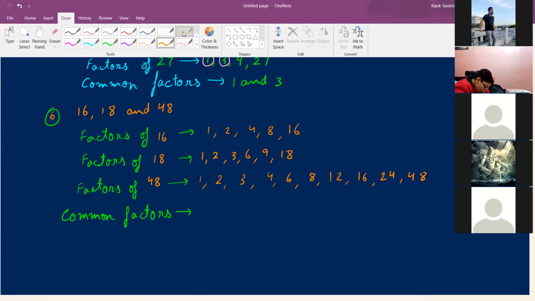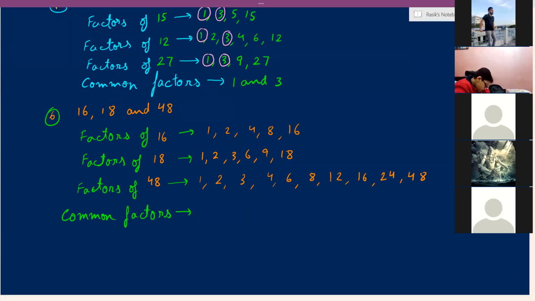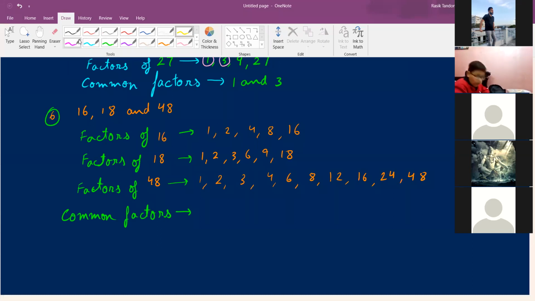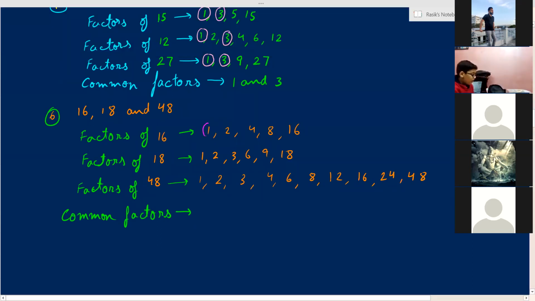Let's write the common ones. Let me use some other color. Pink color. 1 is common factor.